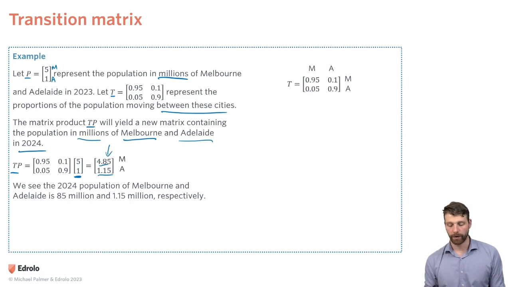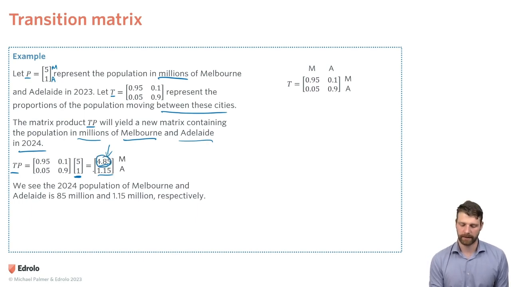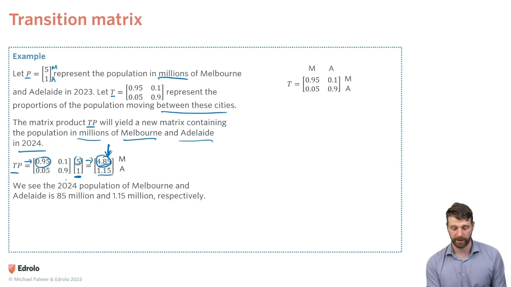Just take a moment, maybe even do that calculation by hand, to see why we get 4.85 in Melbourne. That calculation would be from row 1, column 1. So if you multiply row 1, you take 0.95 of 5 million, so 95% of 5 million, and then you add 10% of 1 million. And that ends up being 4.85.